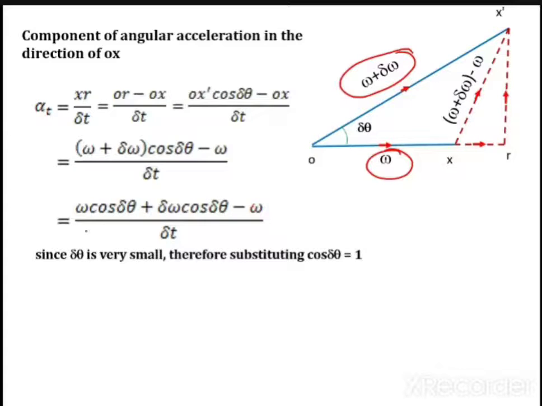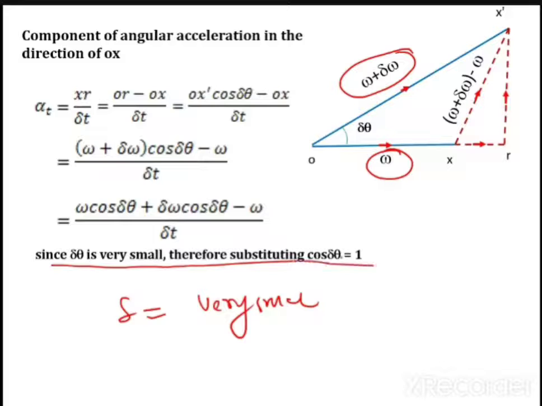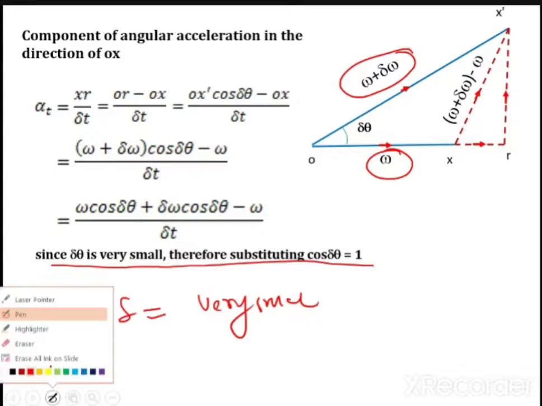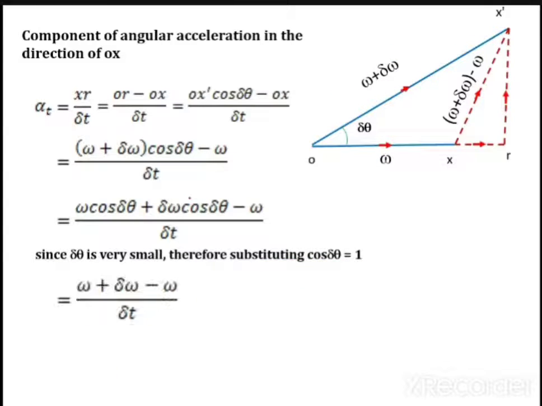Now, already I have told you that del is nothing but infinitesimally small. What do you mean by del? A very small quantity. So since del theta is very small, you can substitute cos del theta equal to 1. So I am substituting cos del theta equal to 1, and I am getting omega plus del omega minus omega upon del t.